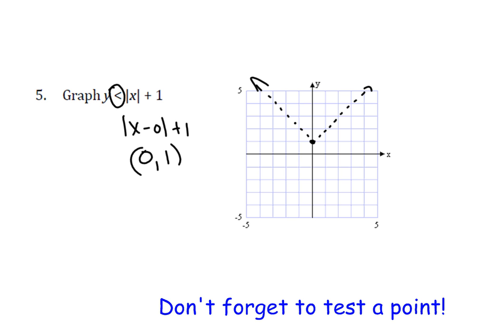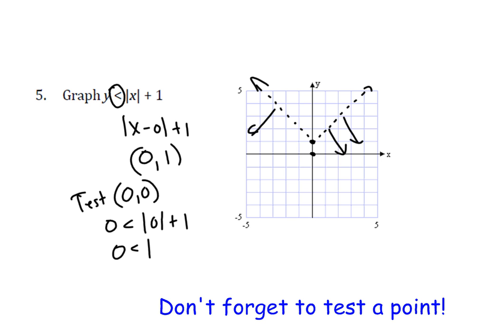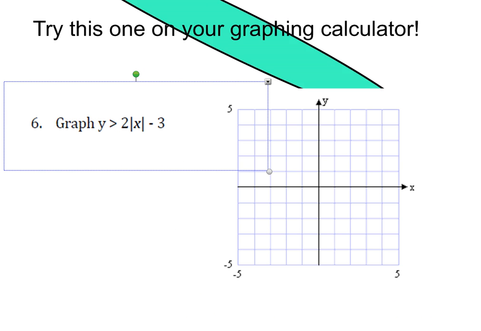So now this tells me that it's going to be a dotted line. And once again, I want to test (0, 0). So I want to go 0 less than the absolute value of 0 plus 1. So if 0 is less than 1, is that statement true? Yes, which means I'm shading outside of here. Okay, so I'm putting a lot of pieces together. Take it piece by piece, figure out the absolute value part of it, then figure out the inequality part of it, then figure out which way to shade.